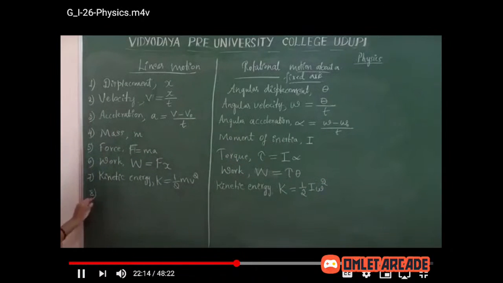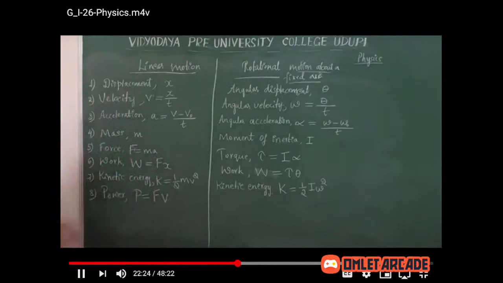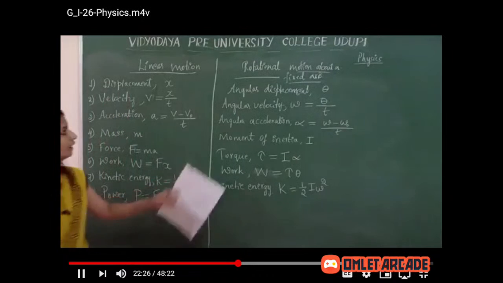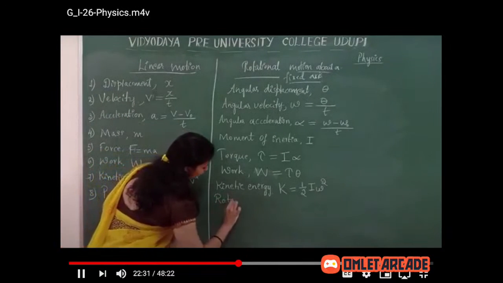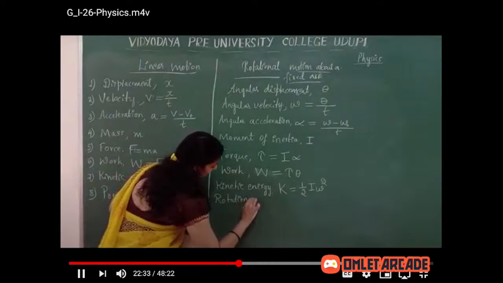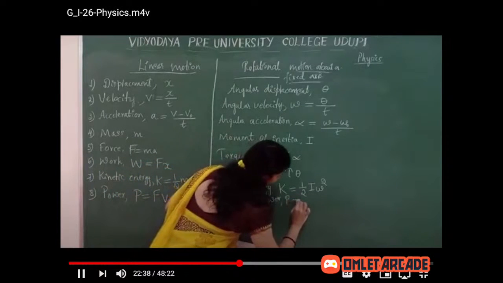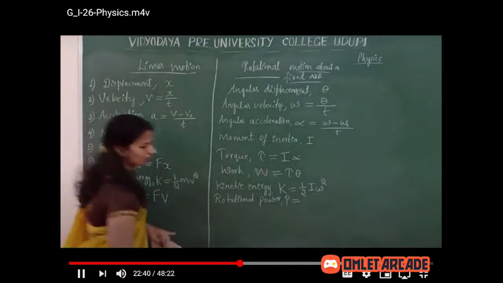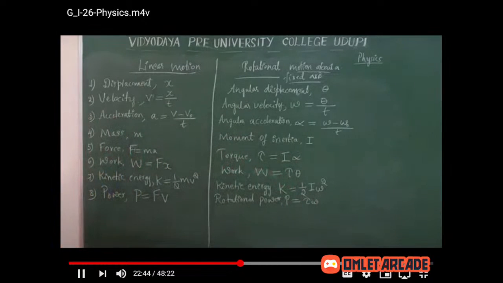Next, power. P is equal to F into v in case of linear motion, and in case of rotational motion it is rotational power, that is P is equal to tau into omega.